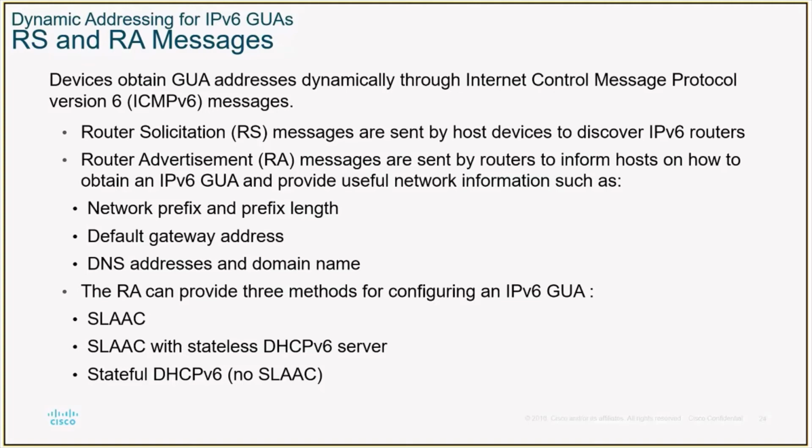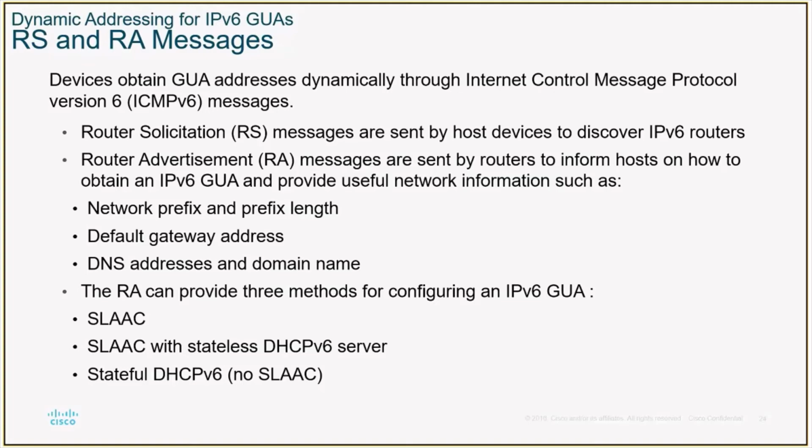So a router will reply with a router advertisement, and that's sent by routers to inform hosts on how to obtain a global unicast address. Now, there's more than one way that can go, and you can configure the router to respond differently. The information they can get is network prefix and prefix length, default gateway address, and also they can get DNS addresses and names.